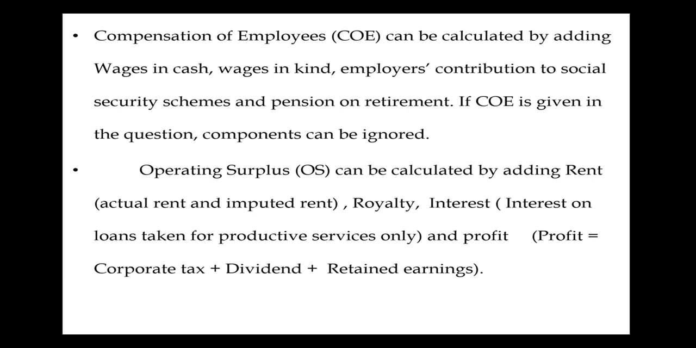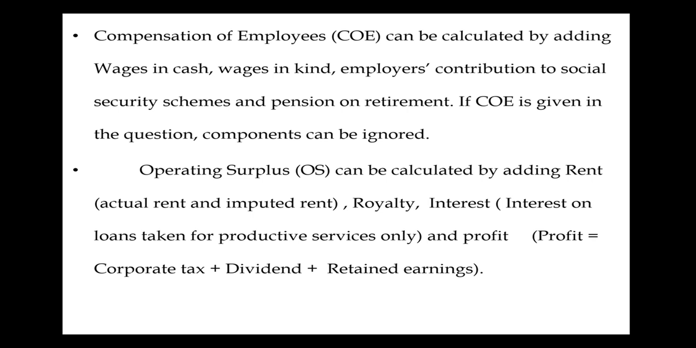So if compensation of employees is given in the question, then the components can be ignored. Okay, you will not add two times. If components are given, you will not take the compensation of employees. If compensation of employees is given, you will not need to find the components of it. Next is operating surplus. Operating surplus can be calculated by adding rent.